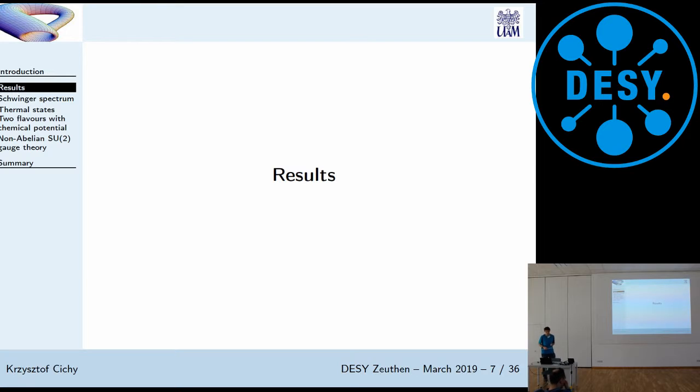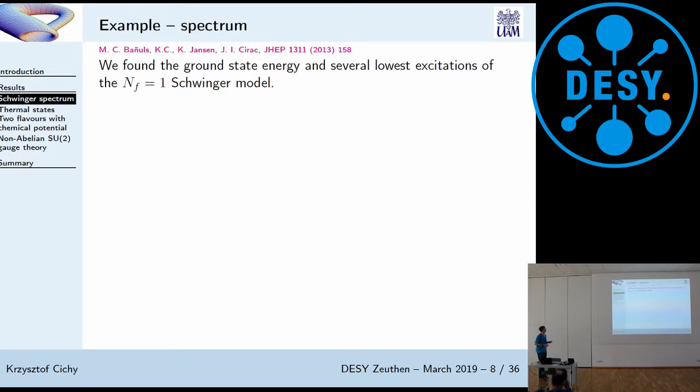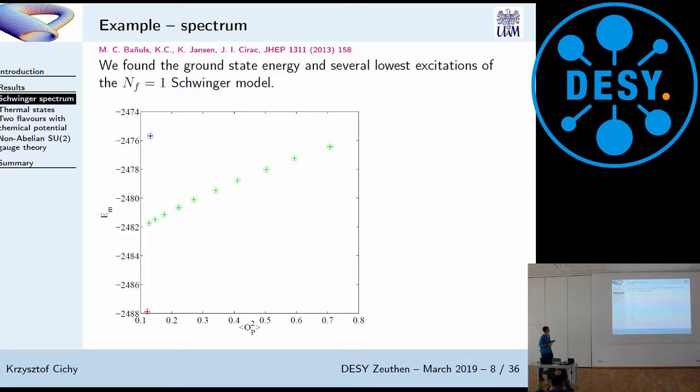Okay, so now to the results. In our first work, we wanted to test these methods in the one-flavor Schwinger model, whether we can reproduce the spectrum, the ground state, and the lowest excitations. And here is an example of how the spectrum can look. You have the ground state, then the lowest vector state, and since we have open boundary conditions, we have a bunch of vector excitations, and finally at some point we get to the second particle of the theory, the scalar.